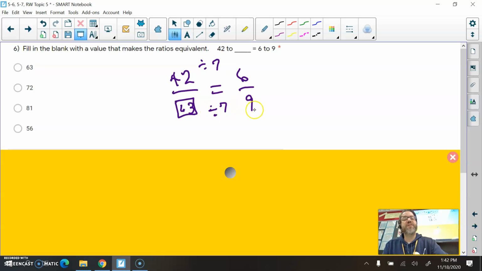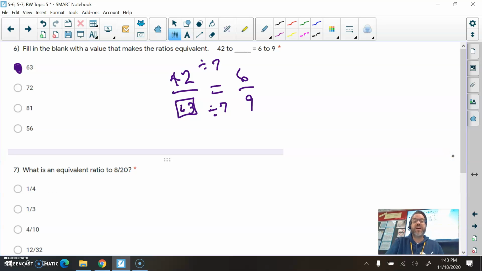63 divided by 7 is 9. So I know my answer is 63. Okay? We could have done this with it written like this, but it's not nearly as easy. 42 to 6, you can divide by 7. What divided by 7 is 9? Well, 63 divided by 7 is 9.